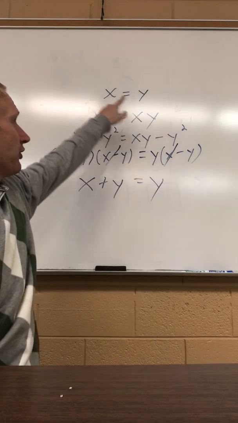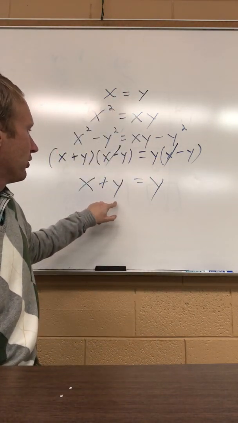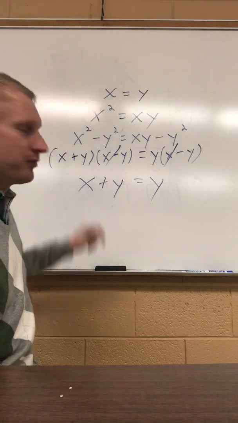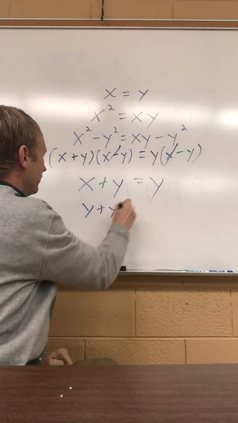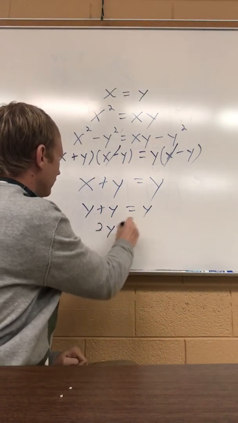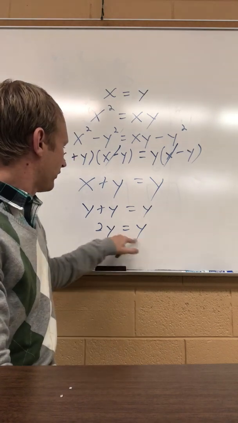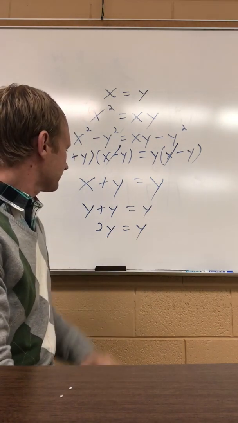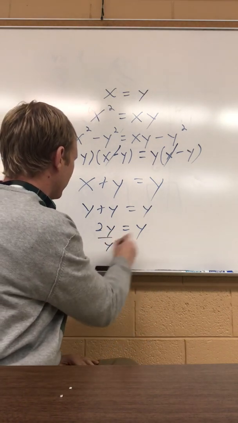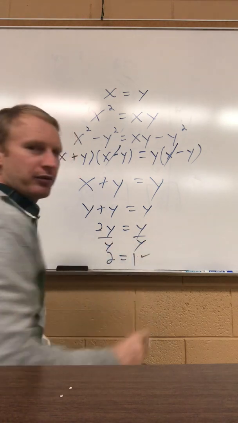Well, we set x equal to y initially, so we can use basic substitution and substitute a y in for this x. Now we have y plus y equals y. Collect like terms on this side, you get 2y equals y. Now divide both sides by y, and you get that 2 is equal to 1. All right, so there we go.